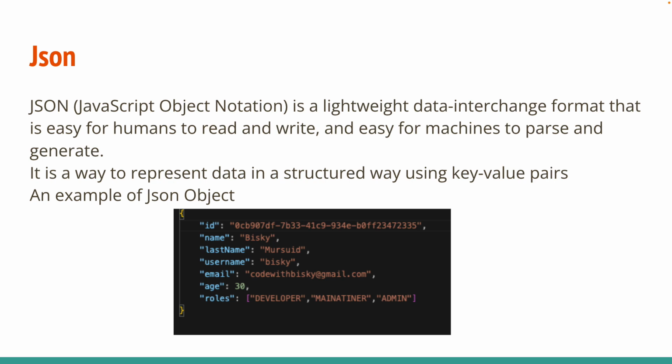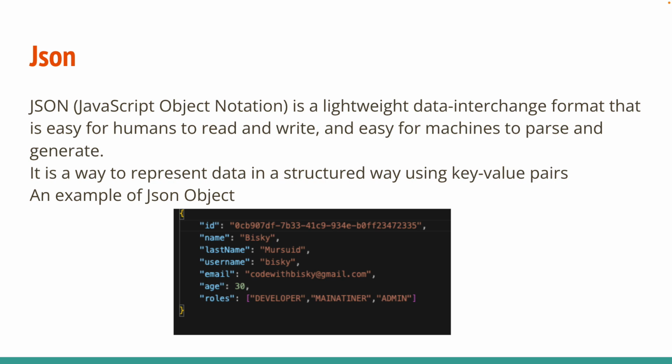So what is a JSON? JSON is JavaScript Object Notation. It is a lightweight data interchange format that is easy for humans to read and write, and easy for machines to parse and generate. It is a way to represent data in a structured way using key value pairs. As an example below, you can see this is a JSON object. A JSON object starts with a curly brace and ends with a curly brace, with key value pairs.